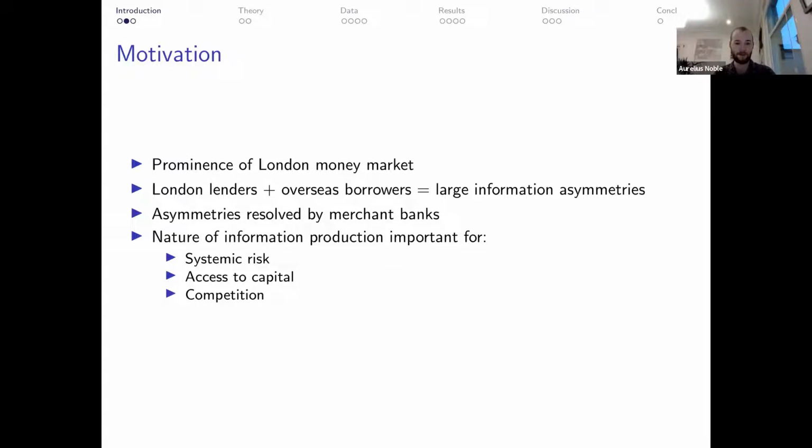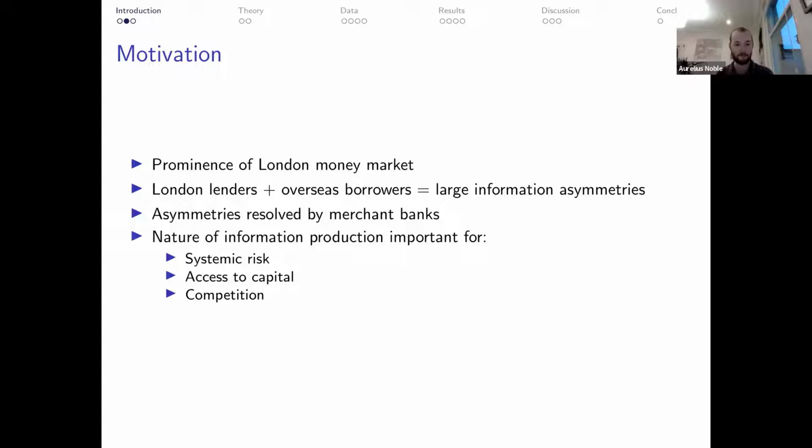So what we want to think about is how merchant banks, which were the main producers of information in this market, help resolve those asymmetries. There are a number of reasons why they've typically been thought of as having a particularly advantageous position in that regard, particularly because of their long-standing ties to merchants and merchanting communities overseas.